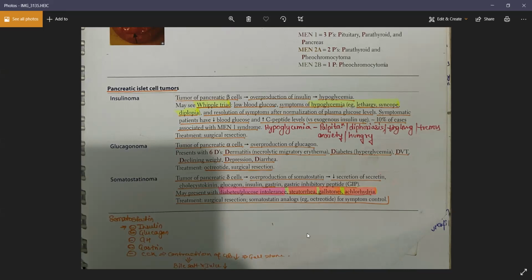Okay, so for the symptoms of somatostatinoma, you can remember them by inhibition of the insulin, inhibition of the glucagon, inhibition of the growth hormone, inhibition of the gastrin, and inhibition of the cholecystokinin. Okay, so all of these symptoms are because of inhibition of these hormones.